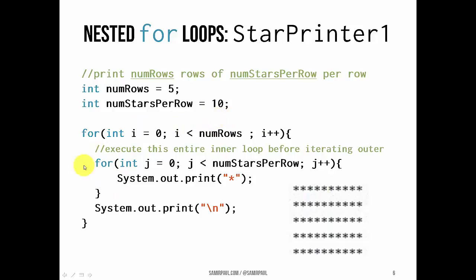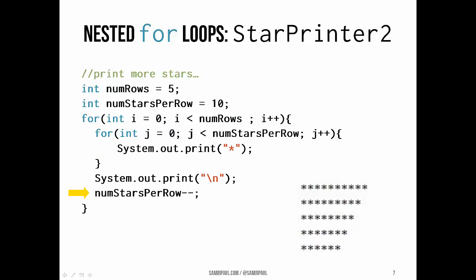So we'll go in and we'll do this inner for loop one more time, and we'll do that until we reach the end. Okay, let's take a look at star printer 2. Here, again, this is pretty similar to the last one. Start with num rows, number of stars per row. We'll print each row one at a time, and within each row, we'll print the stars, 10 stars per row.